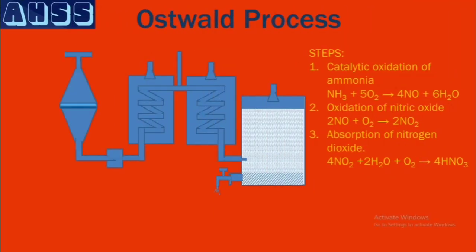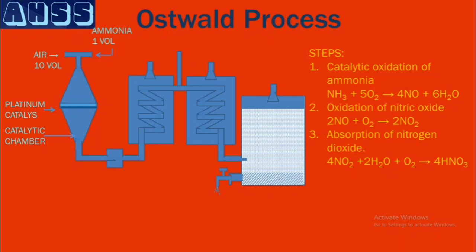And here is the diagram for the manufacture of nitric acid. You can see here there is a catalytic chamber, and this catalytic chamber contains the catalyst. Platinum is the catalyst used here. From the offside you can see air and ammonia in a ratio 10:1 is passed to the catalyst chamber. Inside the catalyst chamber, the temperature is 800 degrees Celsius.